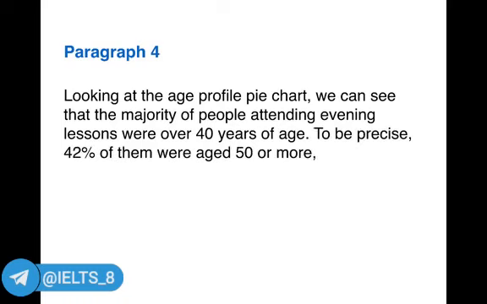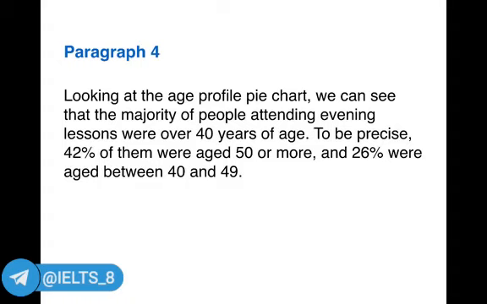To be precise, 42% of them were aged 50 or more, and 26% were aged between 40 and 49. So that's a nice way to do those first two sentences. We had a general idea of all the age groups over 40 in sentence 1, and then I started with this phrase "to be precise" in sentence 2. I think that was a nice way of doing it, and we've got the figures in there.